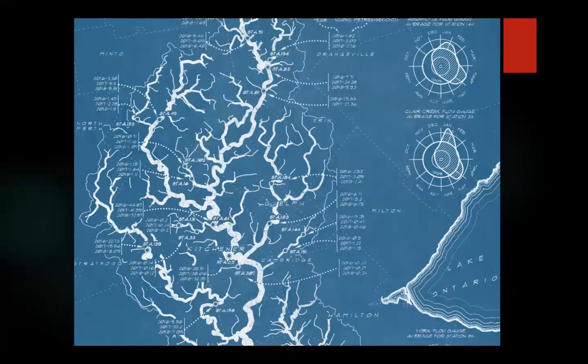This map also uses size to show different hierarchies of rivers. So we can see that here is the largest river, while here are just small little tributaries. And all of that is done with size as the visual variable.